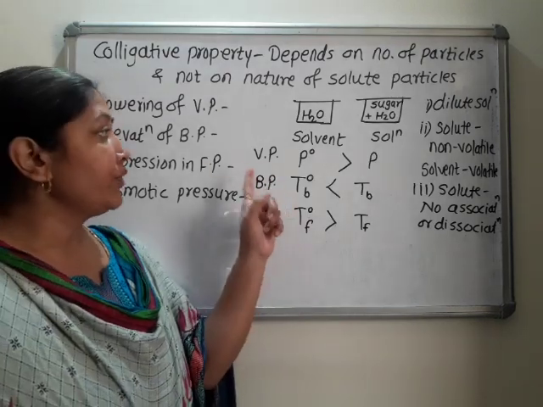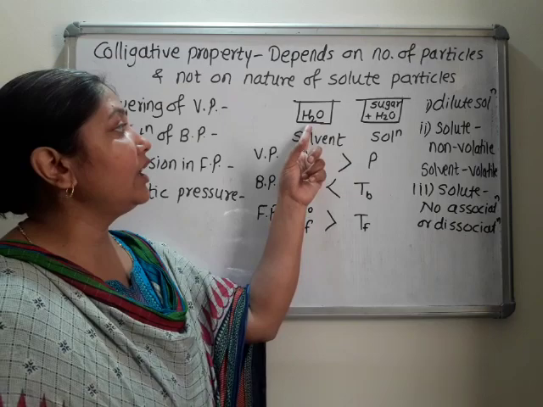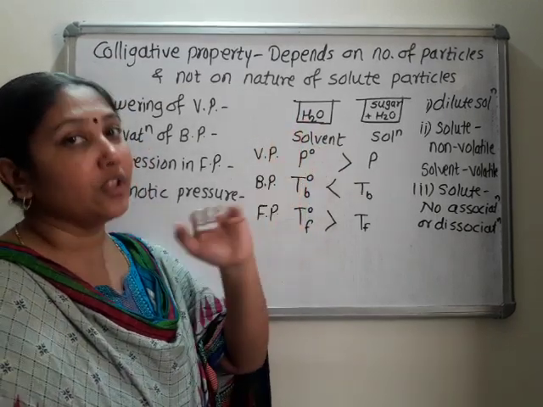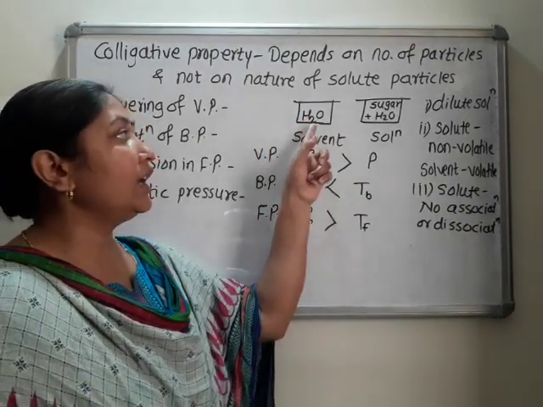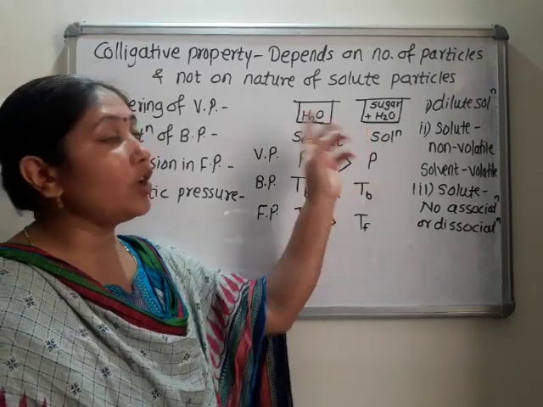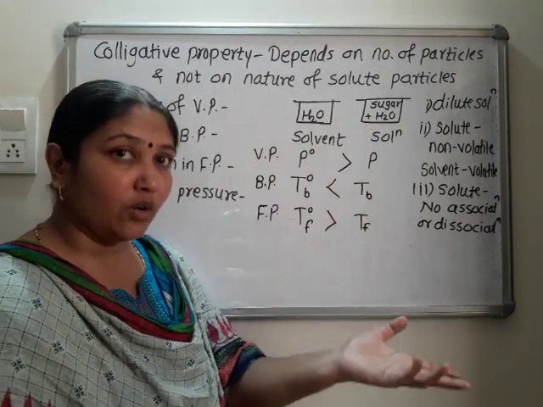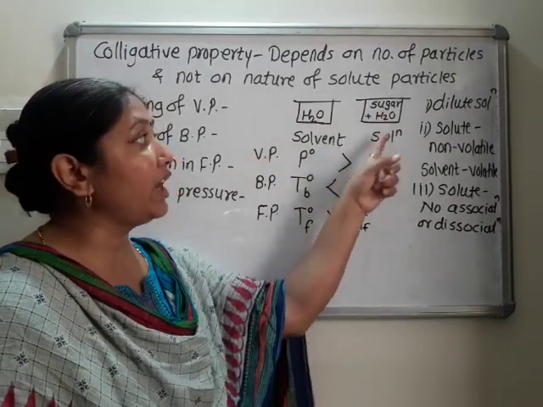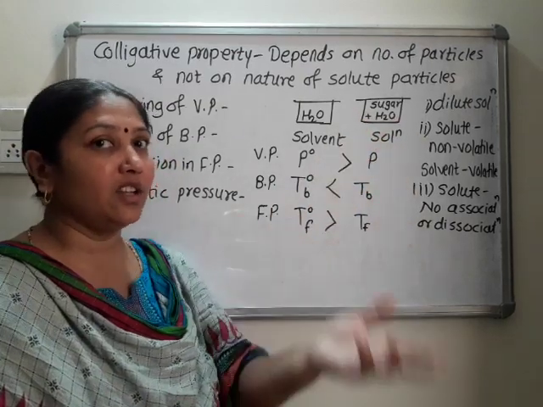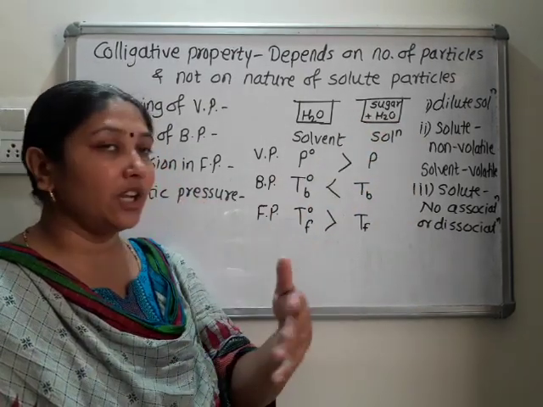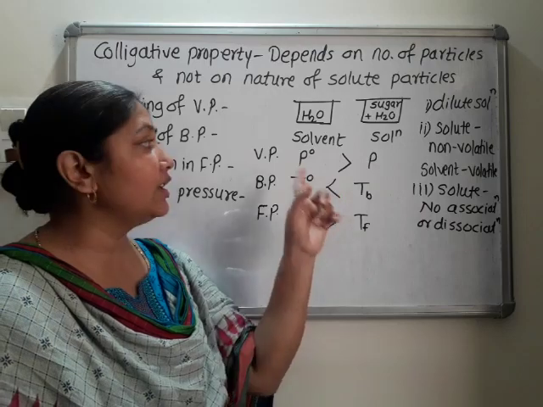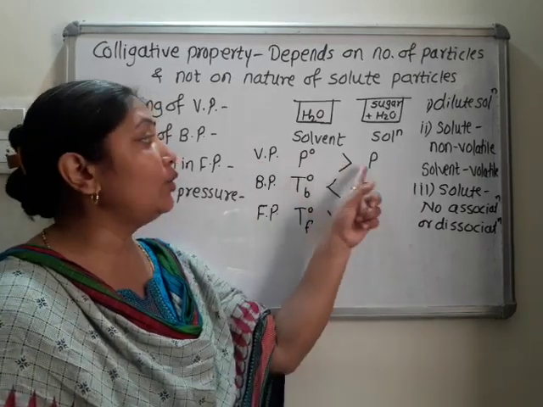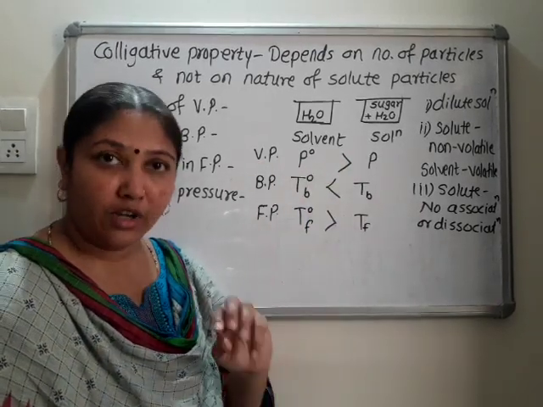Is this clear? So what happened here? Just to clear your concept, suppose there were 10 solvent molecules. Here 10 solvent molecules plus, say, 5 sugar molecules. So the number of particles is increased. I will give you its explanation. The number of sugar particles is increased, so it results in a decrease in vapor pressure.